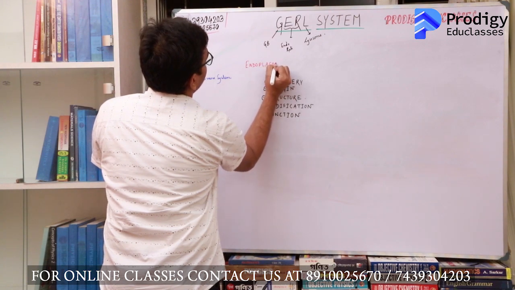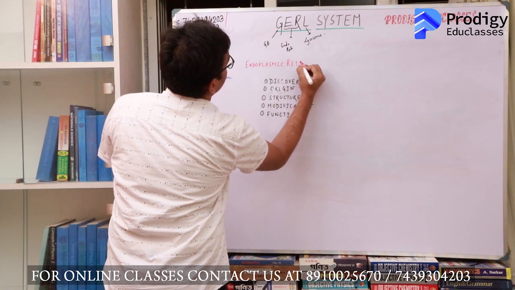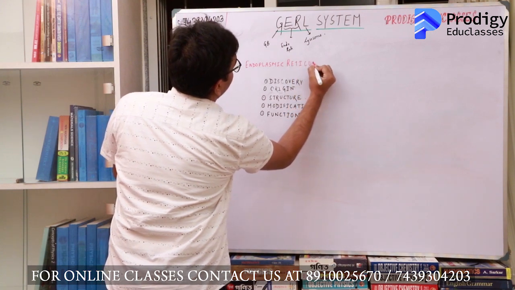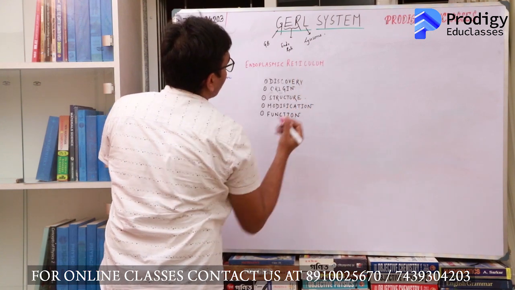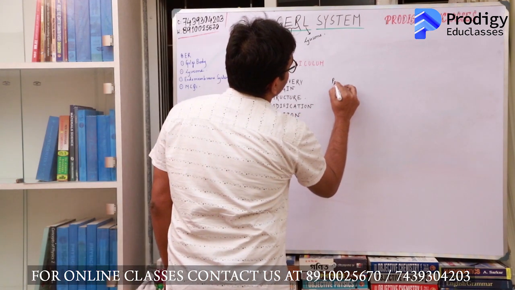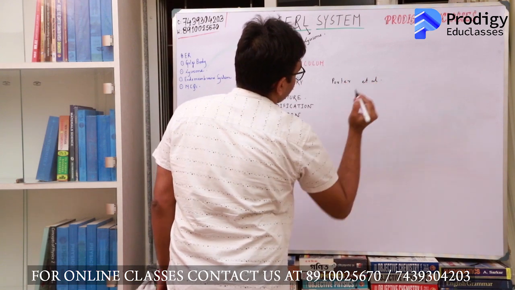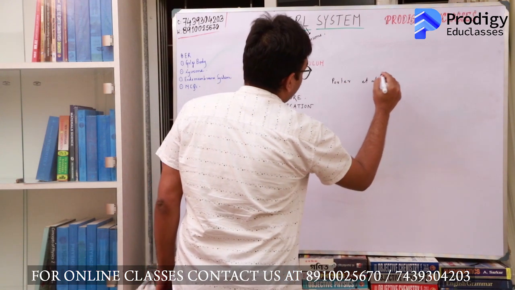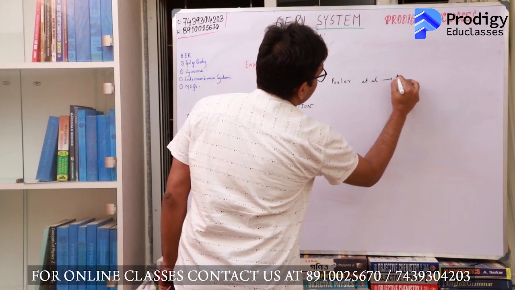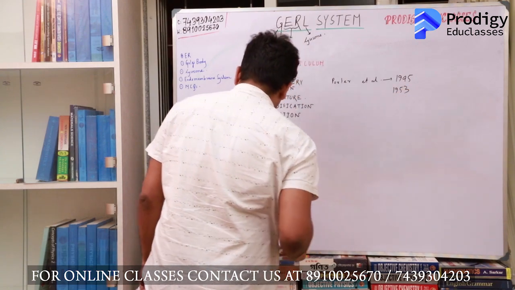Starting with the endoplasmic reticulum, it was discovered by Porter and his group. You will find it referred to as Porter et al. And it was also named by him. He discovered it in 1945 and named it in 1953.